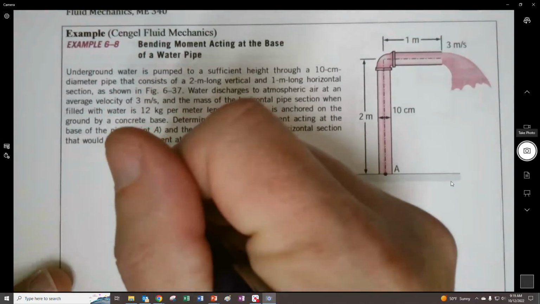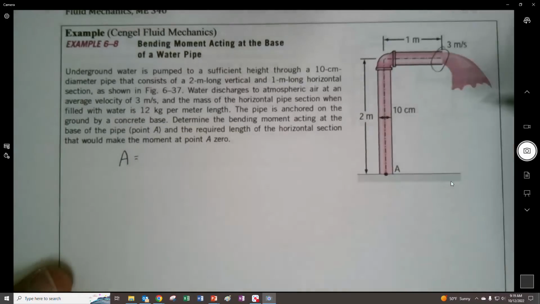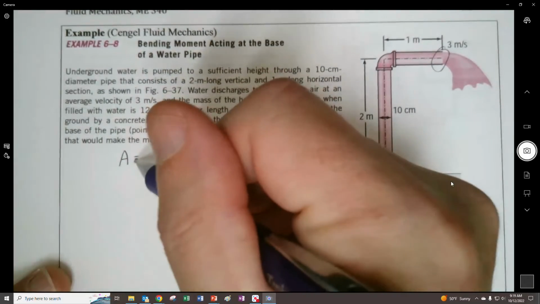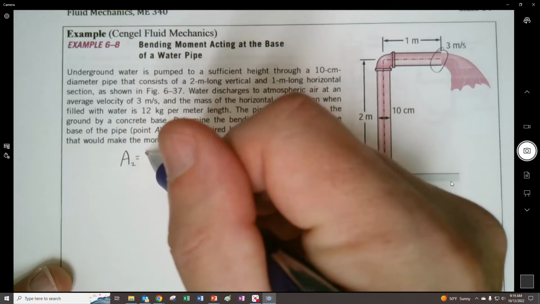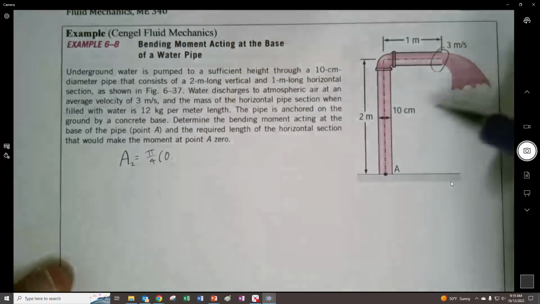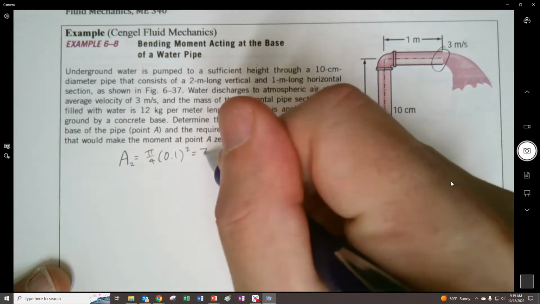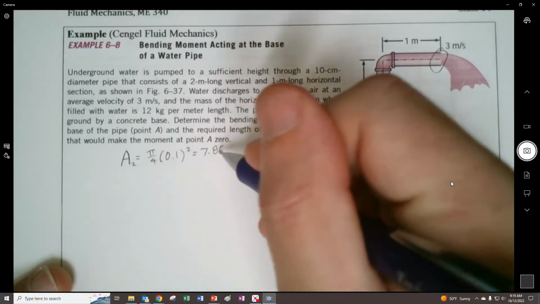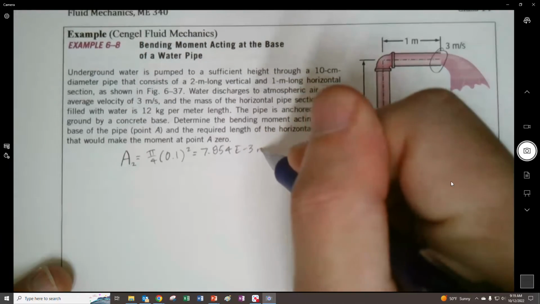And first I'm going to get the exit area. That's going to be right there, right? And we could call that area 2 if you want, but area 1 is going to be the same thing. And we're going to get pi over 4 times 10 centimeters, so that's 0.1 meters, squared, and that's 7.854 e to the minus 3 meters squared. Okay.